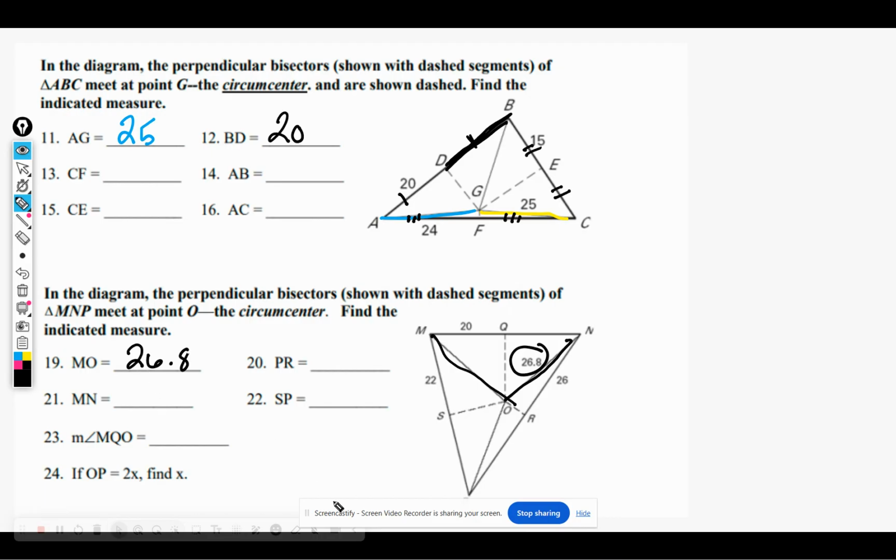Okay? Then, right here, that is point P. Down here, we want to find MN. In order for us to find MN, which is going to be this whole piece here, we know that MQ is 20. Because we know that MQ is 20, this piece and this piece are congruent. So if this is 20, then this piece should be 20. So my whole thing is going to equal 40.